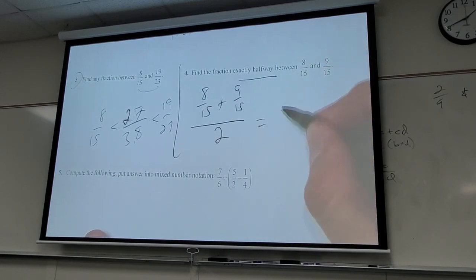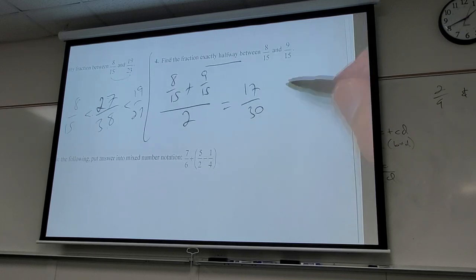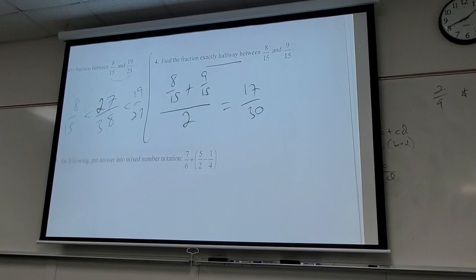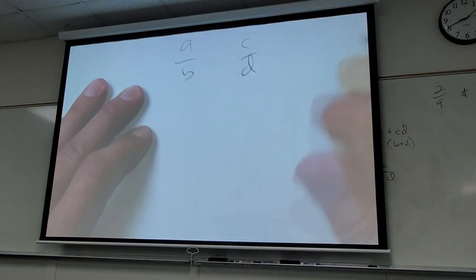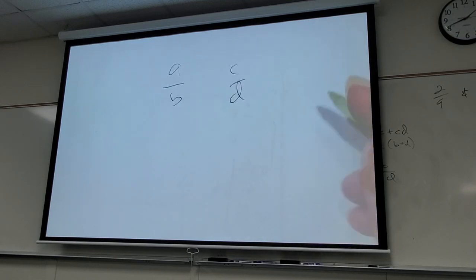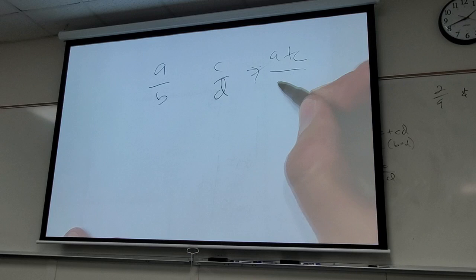So eventually you get 17 over 30, right? Let's see if Jeff can add correctly this time. Okay. What I really want you to understand, the other method, real quick. So if I have 2 fractions and I want to find any fraction between, it would be a plus c, not equals to, but a plus c over b plus d, correct?